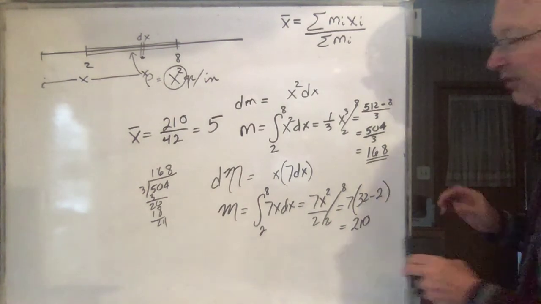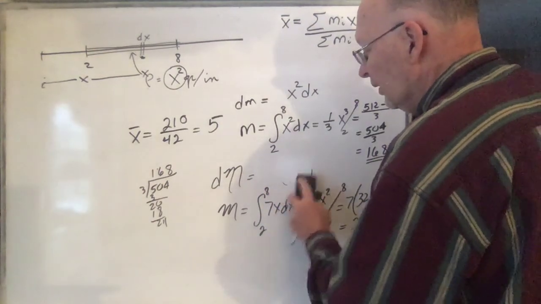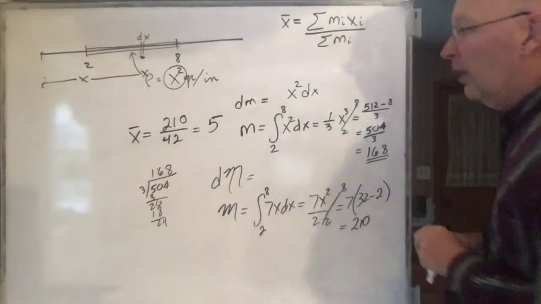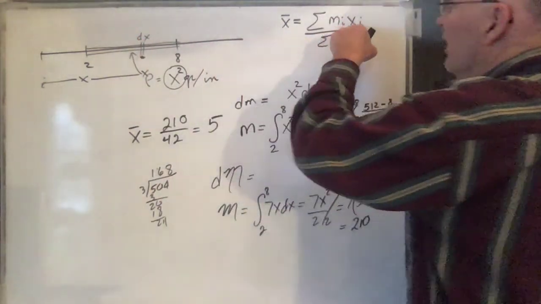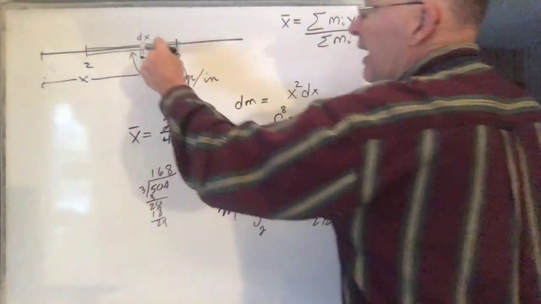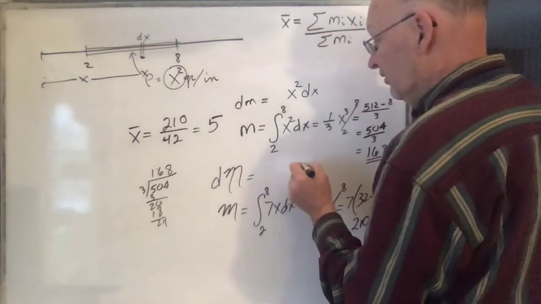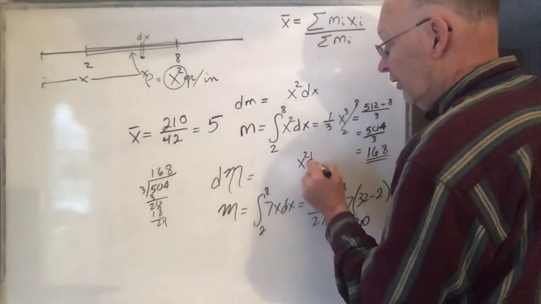Okay, there's the mass. Now, what's the moment going to be? Well, as before, the moment, what do you do? You take each one of these little pieces of mass. What's the mass of this thing? It's the same as you have up there. There's the mass of it.